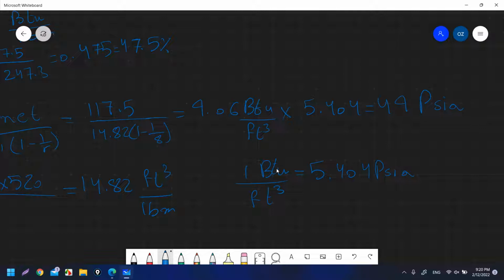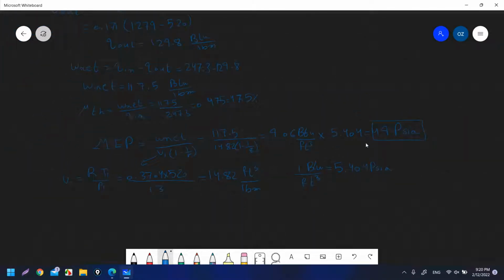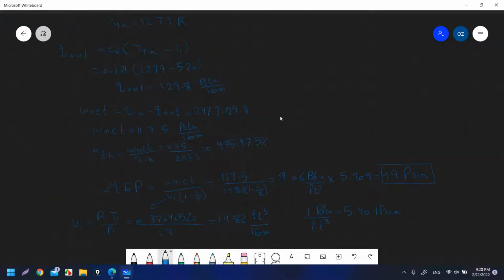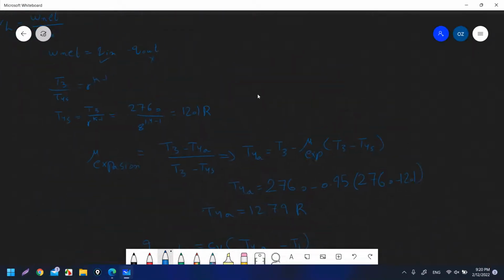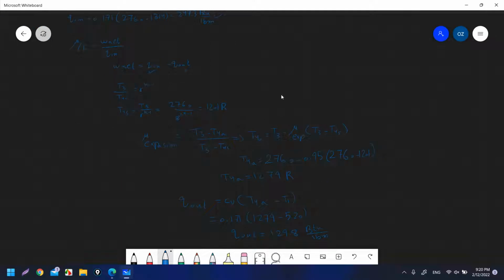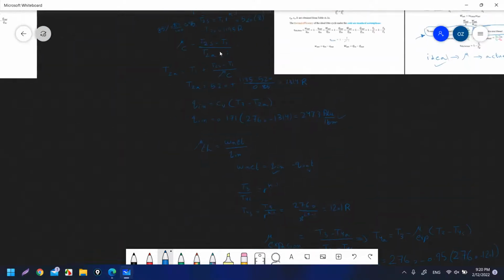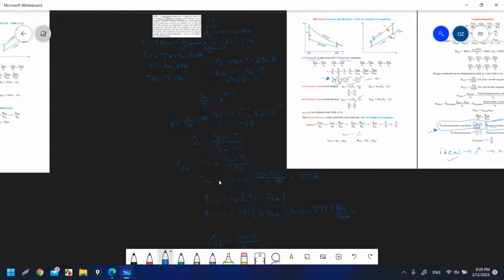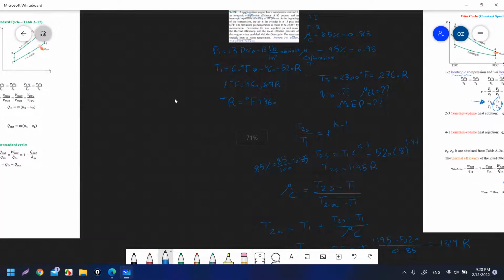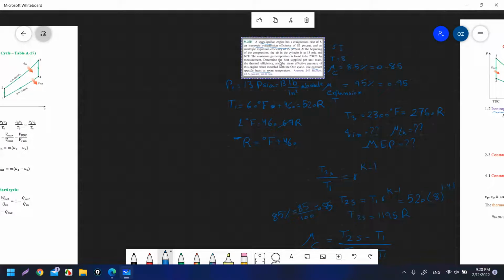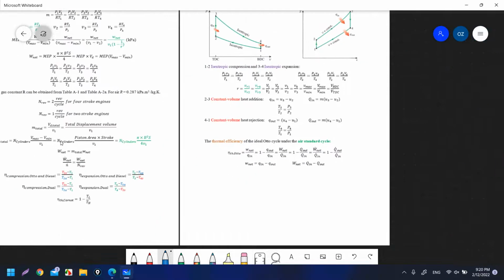So the answer will be 49. You don't care about the numbers or the units, because usually we will have SI units. Okay, that is the way of solving using the isentropic efficiency or the actual cycle. We solved using the constant specific heat. So I will read the question again, now using the variable specific heat.